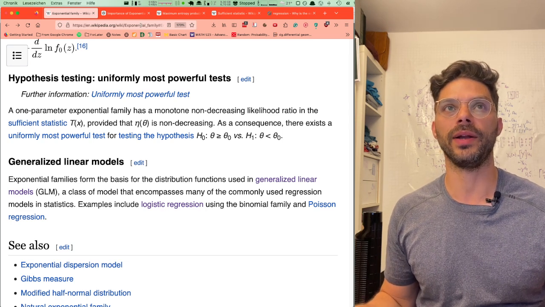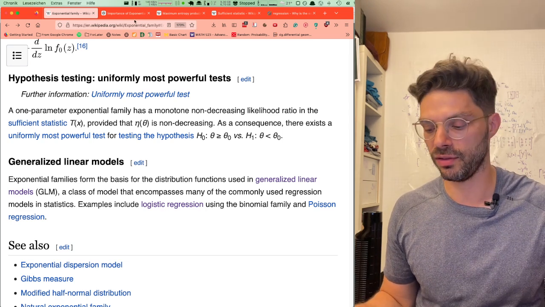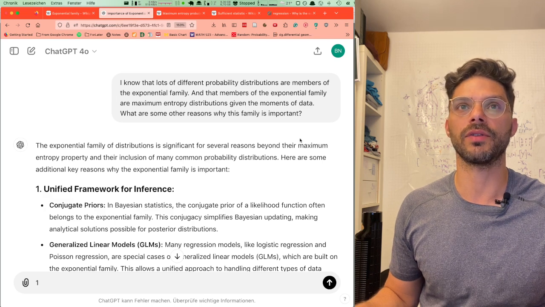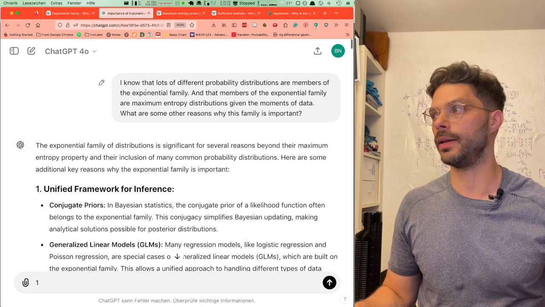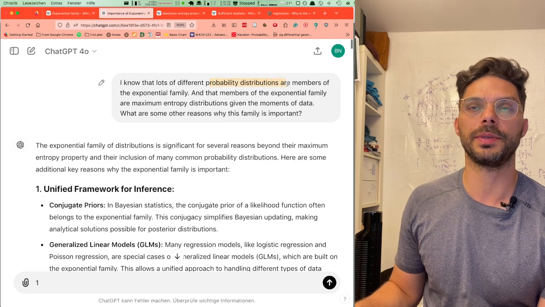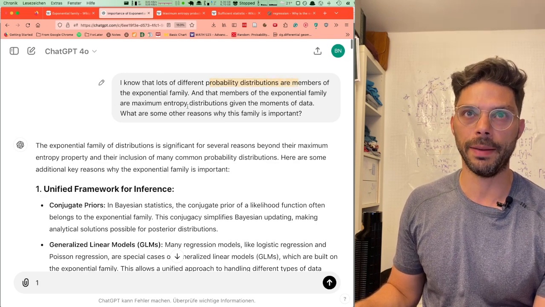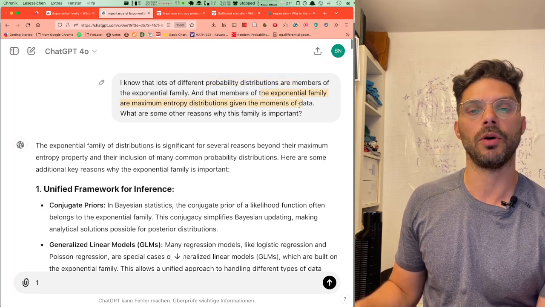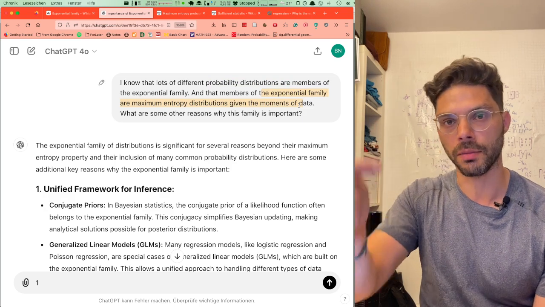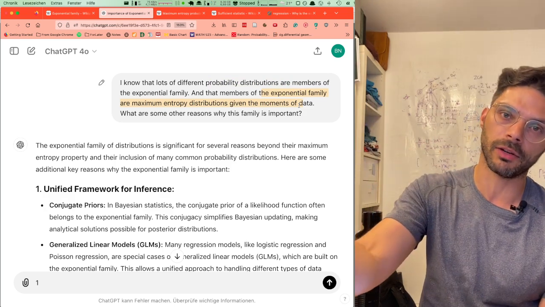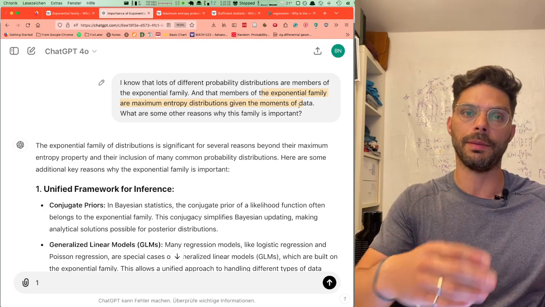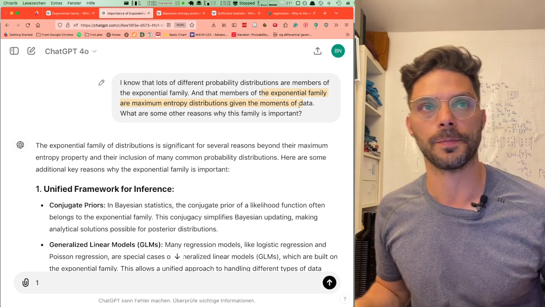And then I went and spoke with ChatGPT to see what it says about why it's useful. So let's have a look at the conversation. I said that I know lots of different probability distributions are members of the exponential family, and that members of the exponential family are maximum entropy distributions given the moments of the data. So that's what I was talking about. You know the mean, you know the variance. What is the maximum entropy distribution on the data? It'll be in the exponential family. In that case, it'll be, for example, Gaussian.